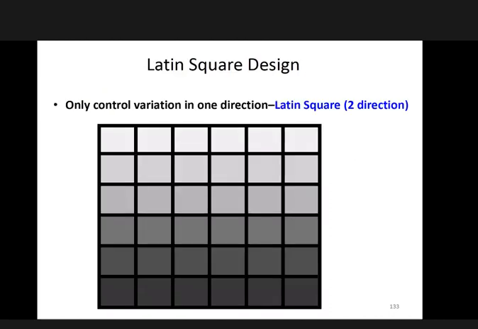And then the other design is what we call a Latin square design. So with a Latin square design, we are controlling variation in 2 different directions. So with randomized complete block design, you can see that the variation moves from top going down. As you see, the color gets lighter as we go down. Now, in Latin square design, we are controlling variation in 2 different directions.